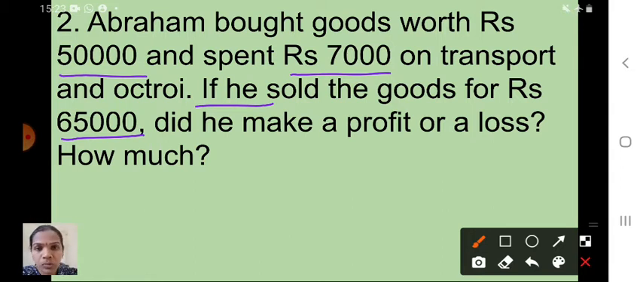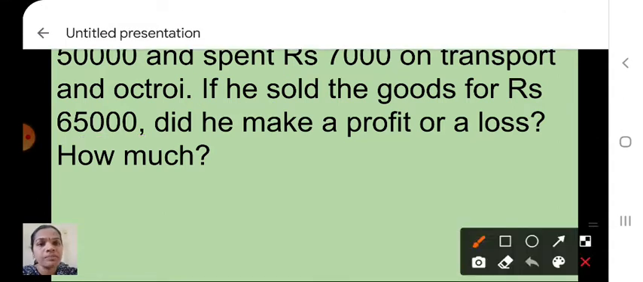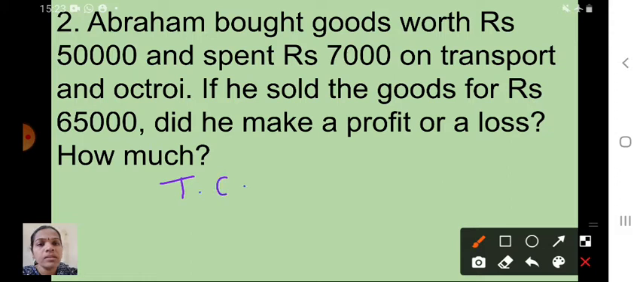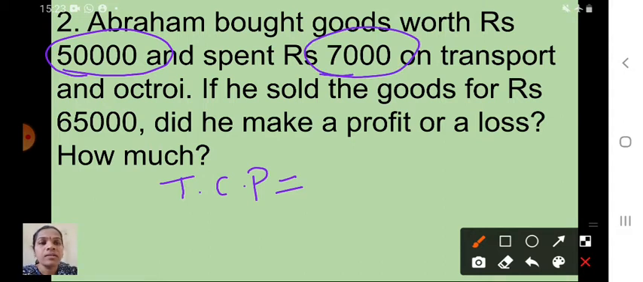See here, first, as I told, we have to write the statement. That means first we have to find the total cost price. For that we have to add the goods worth 50,000 plus the transport, for which he spent 7,000. So 50,000 plus 7,000, what is that?